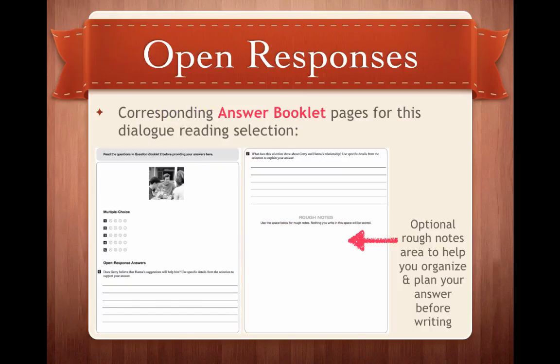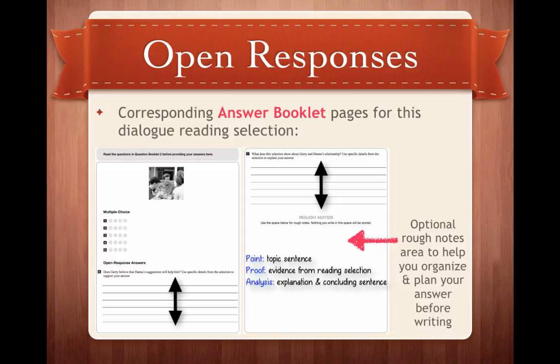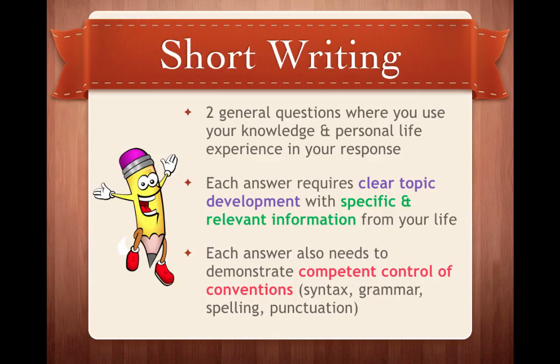These are the corresponding answer booklet pages for this dialogue reading selection. You'll notice the part where you put in your multiple choice responses. Then you'll notice the 6 lines that they provide for you to answer the question. And there's also an optional rough notes area to help you organize and plan your answer before writing. And nothing that you write in that rough notes section is going to be marked. Let's move on to the next type.